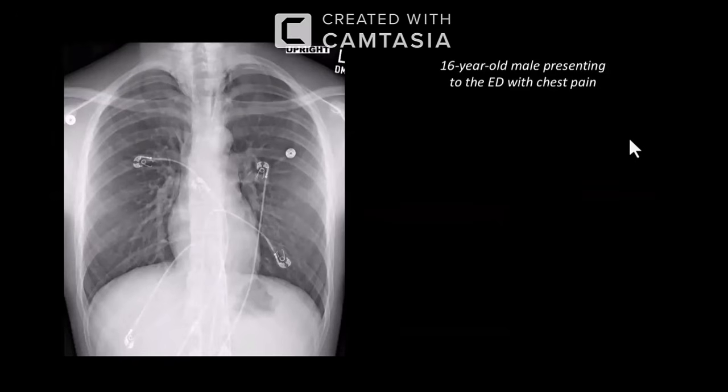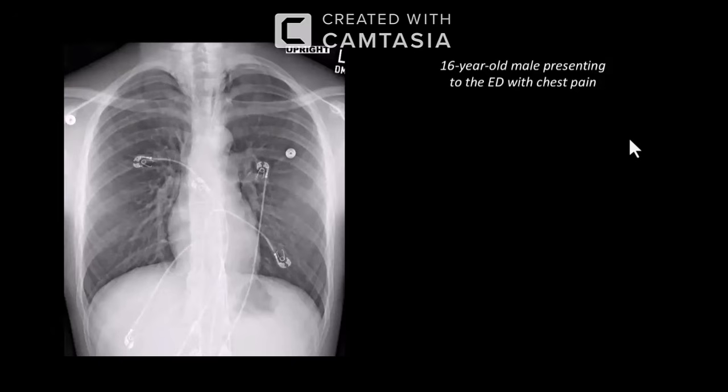Next case. The patient presents with a complaint of chest pain, and is 16 years old. I have been presented with a frontal radiograph of a 16-year-old male patient who presents with a complaint of chest pain. I'm looking through the radiograph.